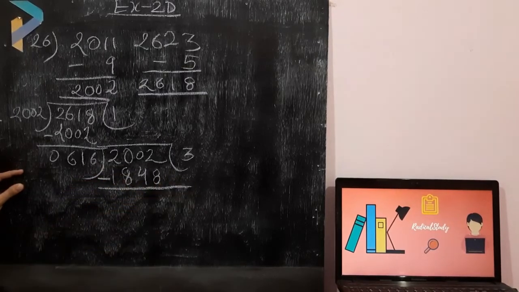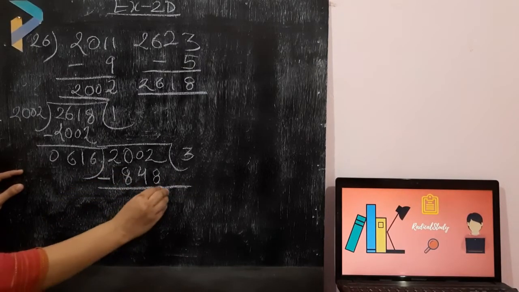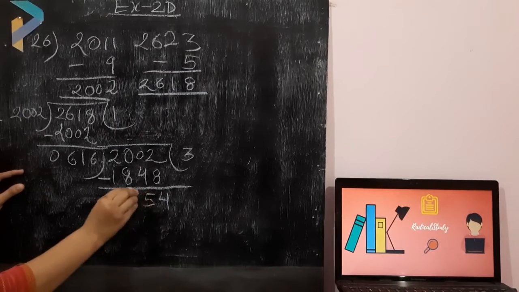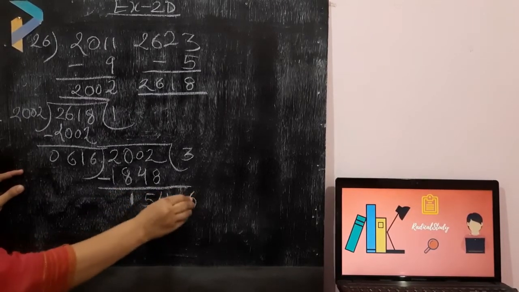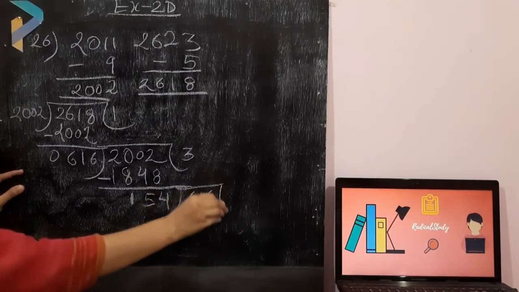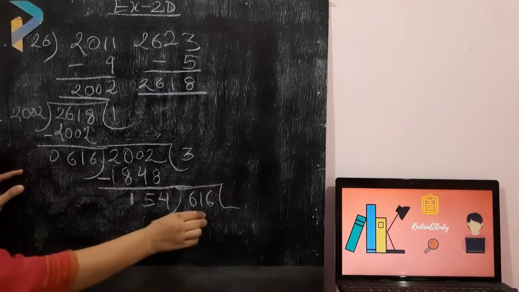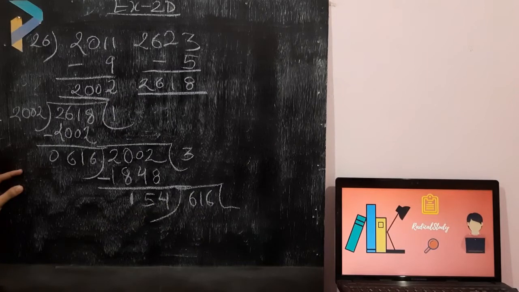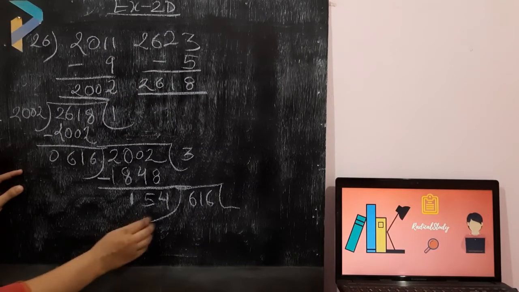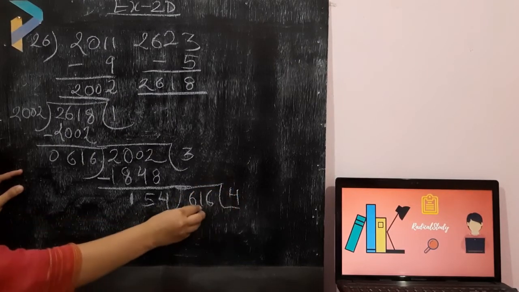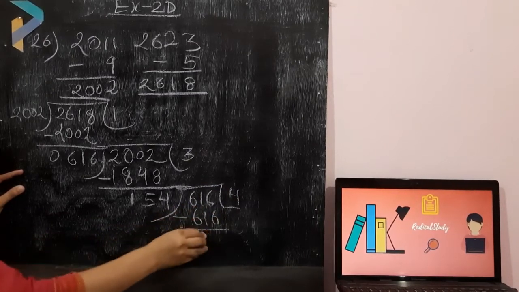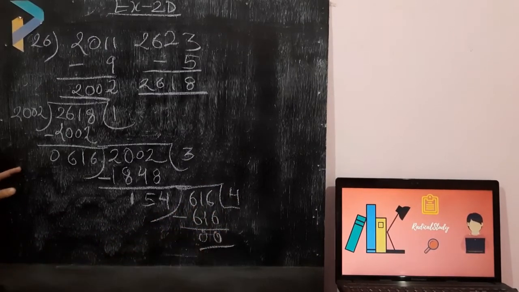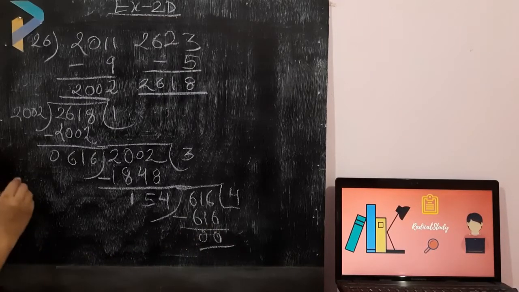Now I am going to subtract it for you. The remainder will be 154. Now I am going to divide 154 by 616. Again this divisor became the dividend and the remainder became the divisor. Now 154 4s are 616. Okay students. So the HCF of these two numbers is 154.